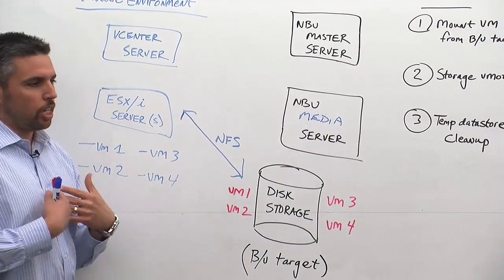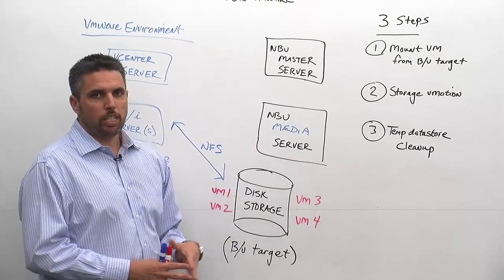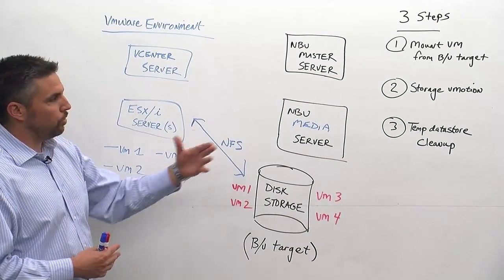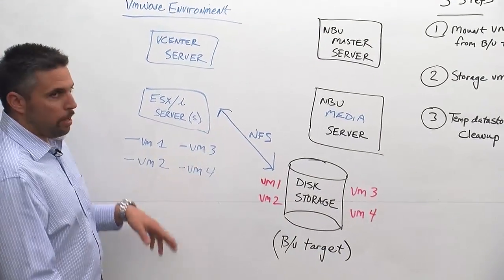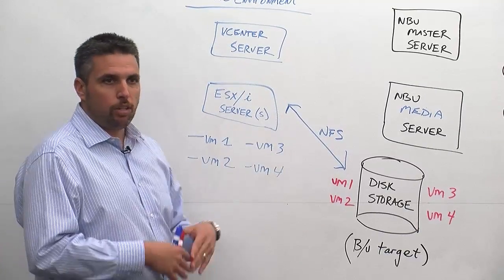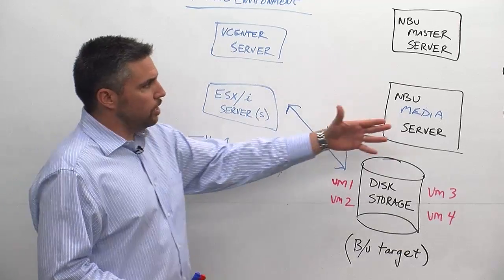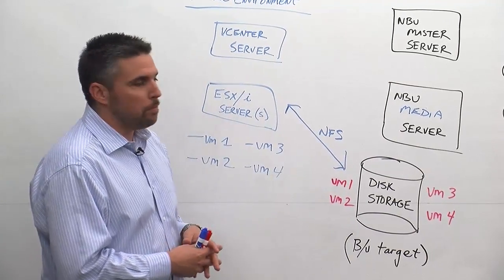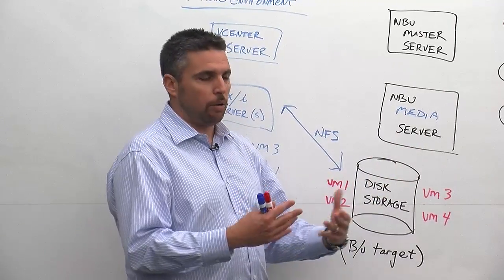Step number two, that I just talked about before, is the actual restore process. In this feature, we're leveraging VMware's feature called storage vMotion. We can move that VM or multiple VMs from that temporary data store back to its original location or original data store. That can take minutes instead of hours, depending upon the size of the VM, the network, whatever it may be.